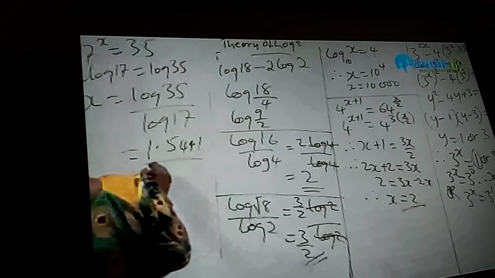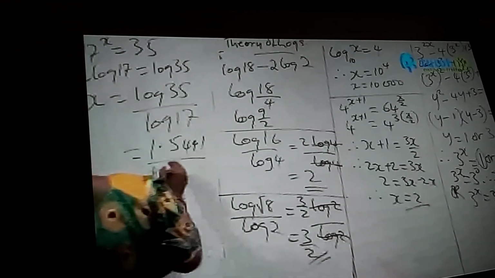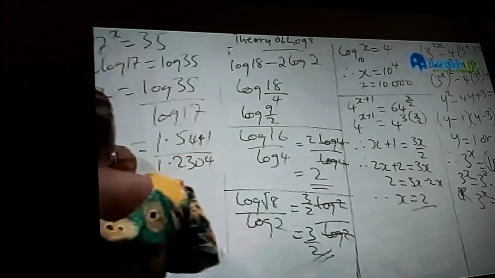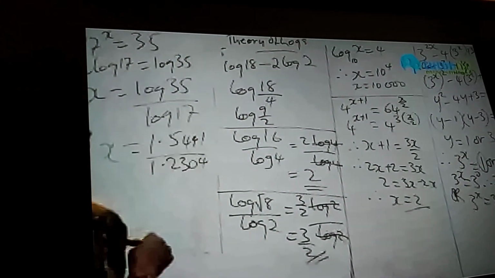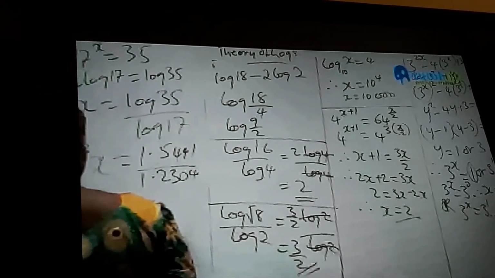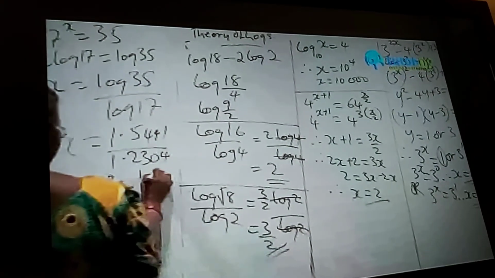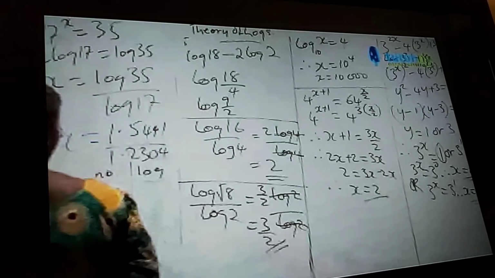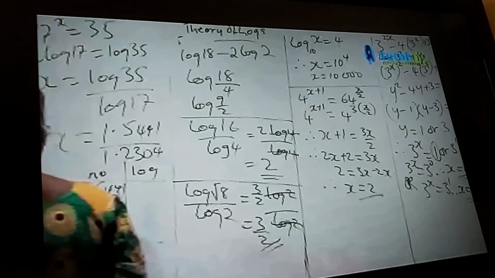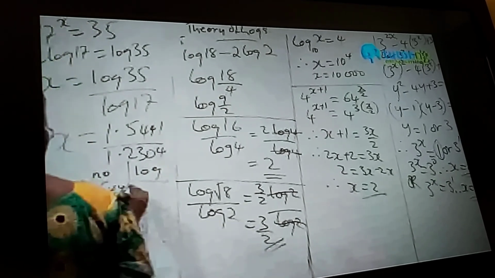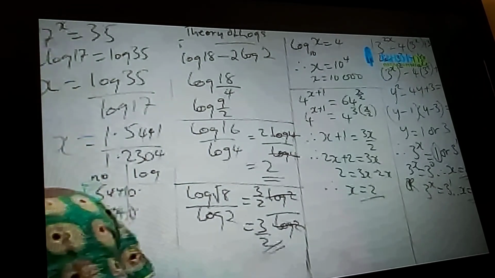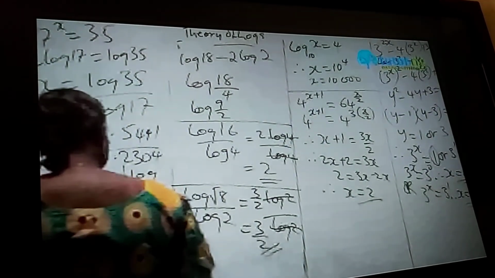1.5441 over 1.2304. You will now say, if x is this, you now need to take the log of this, subtract, and find the antilog. So number and log. So you look for log of 1.5441. You look for log of 1.2304, which is 0.1887.